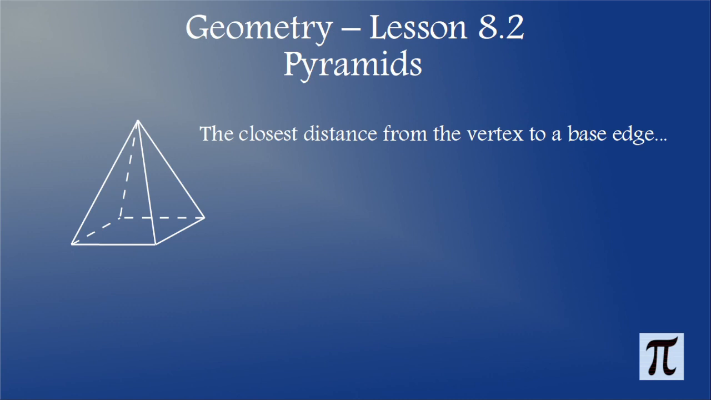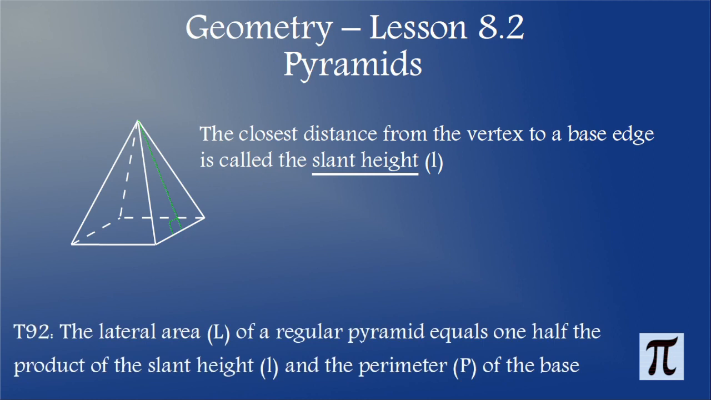Next, let's think about the closest distance from the vertex to a base edge. If you want to, you can imagine that it goes down one of the lateral faces like this. This is called the slant height, usually depicted with a lowercase l. And that leads us to theorem 92. The lateral area of a regular pyramid equals 1/2 the product of the slant height and the perimeter of the base. So in this case, we're adding up the total area of the lateral faces.